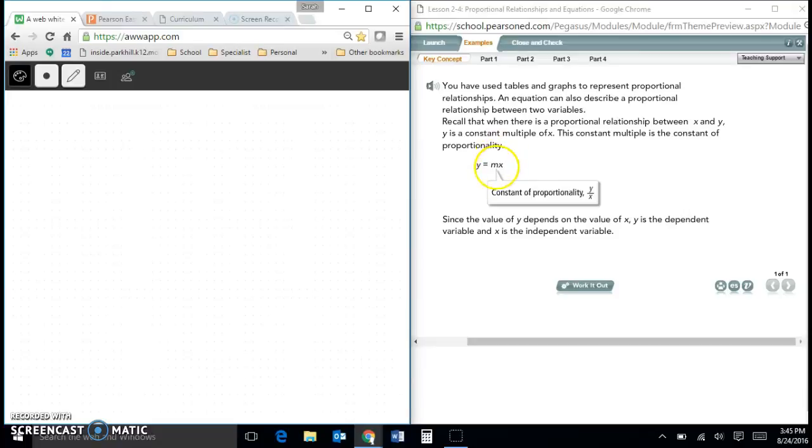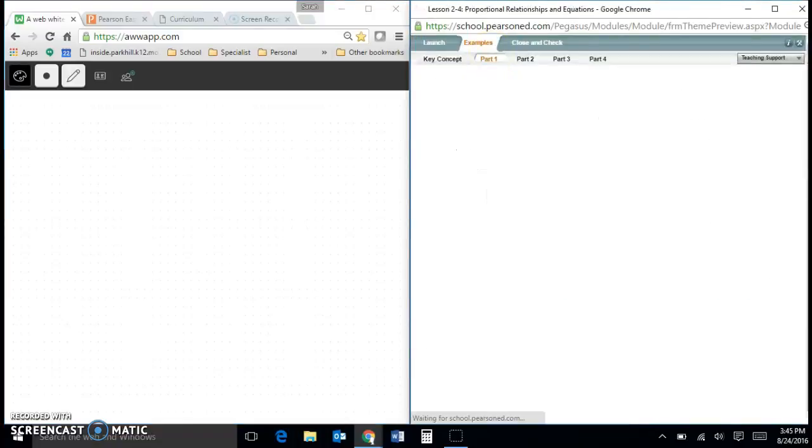What I'm wanting you to get from all those fancy words is that in an equation, the m is your constant of proportionality. And think about it this way: the m will always be next to the x. So your constant of proportionality will be next to your x. So let's start with part 1 of our lesson and see what we are asked to do today with that information.